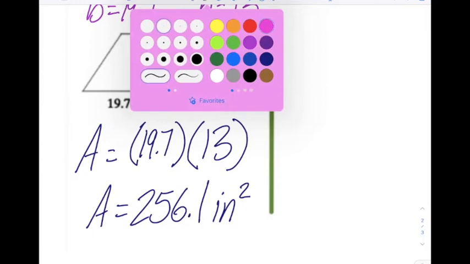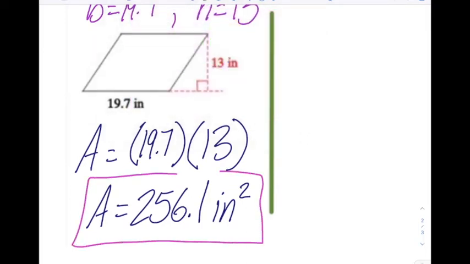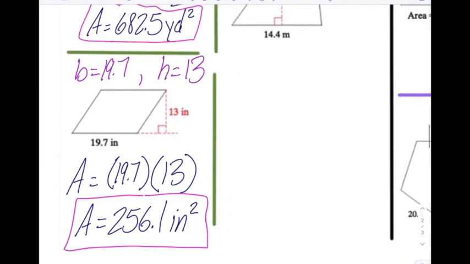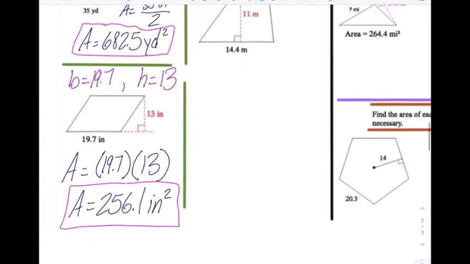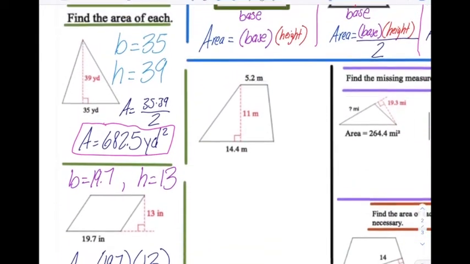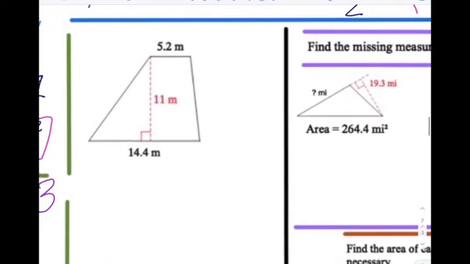Right? You need to put in the measurement. 256 inches squared. Look at that. We have the first 2 examples. Let's find this next example.